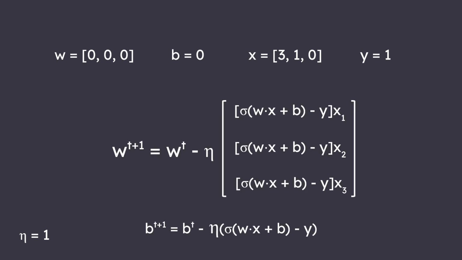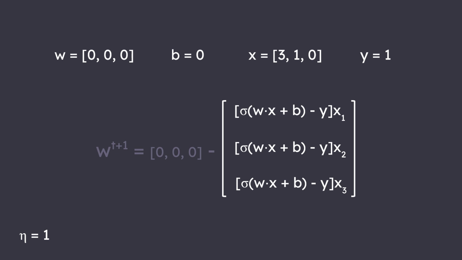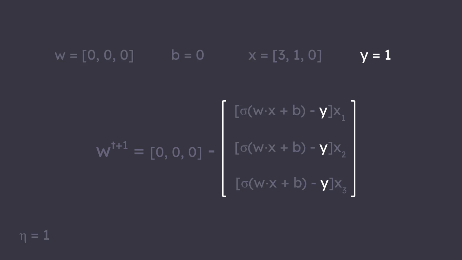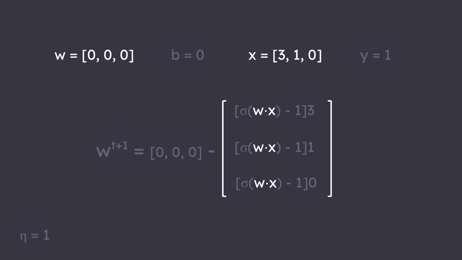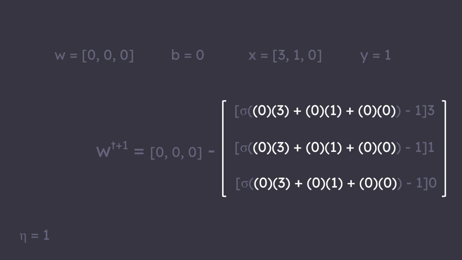Now we are going to update the weights and bias using gradient descent. Let's focus on updating the weights for now. We'll come to the bias later. W at the current time step is a vector of all zeros. The learning rate is 1. Now let's plug values into our gradient. We can plug in the true class 1 and each of our features. The bias is 0. Plug in our weights and feature vector, and now calculate the dot product.